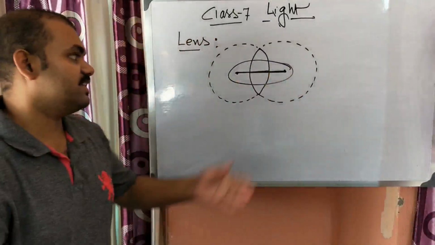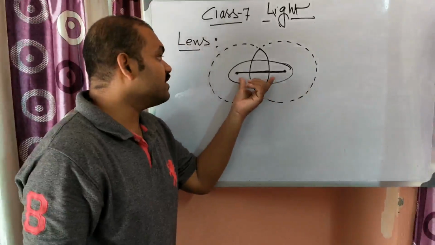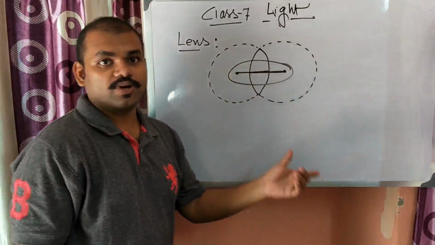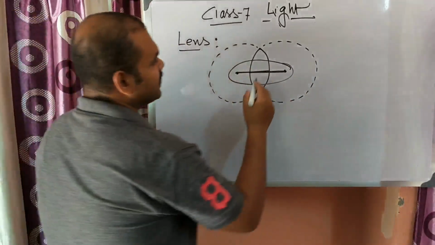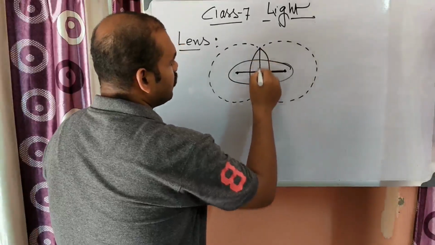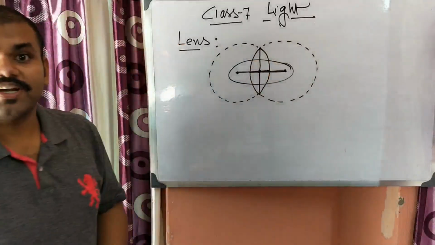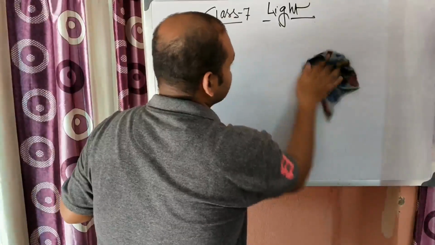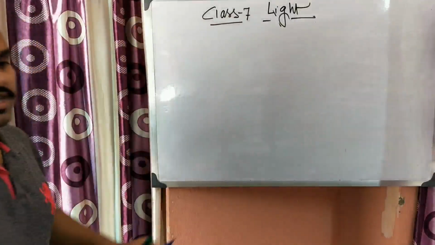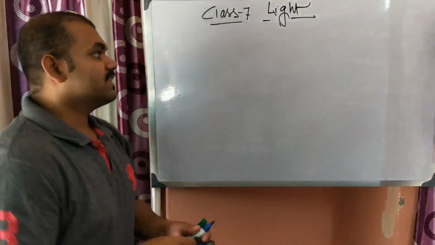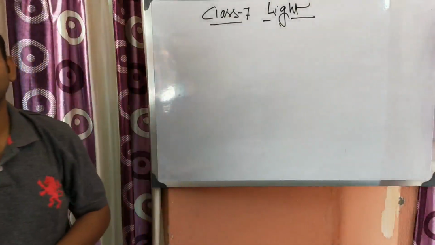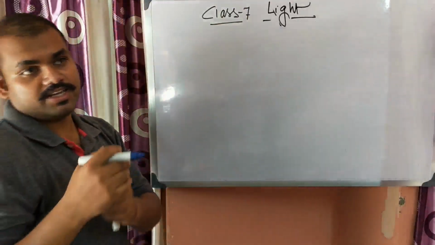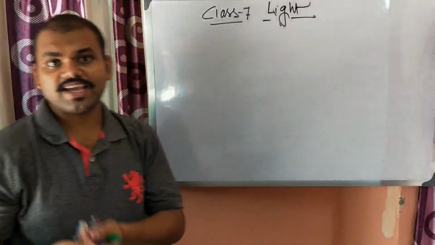The principal axis is an imaginary line passing through the two centers of the surfaces. And what is the optical center? The middle point of the lens is known as the optical center. Next, in case of a particular lens, there is a particular point which is known as focus. So what is focus? Principal focus can be defined in two ways, in case of convex lens and in case of concave lens.